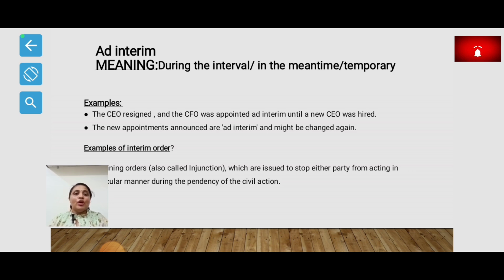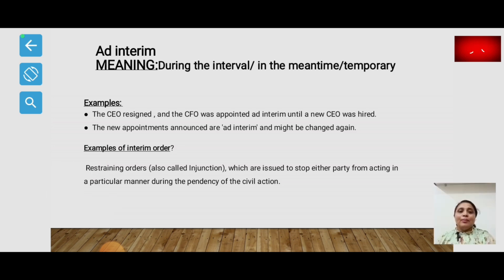Okay, the new appointments announced are ad interim and might be changed again. This is another example. Some of the appointments have come and it can be changed. This is not permanent. This is for a meantime appointment or a temporary appointment. This is one of the examples.